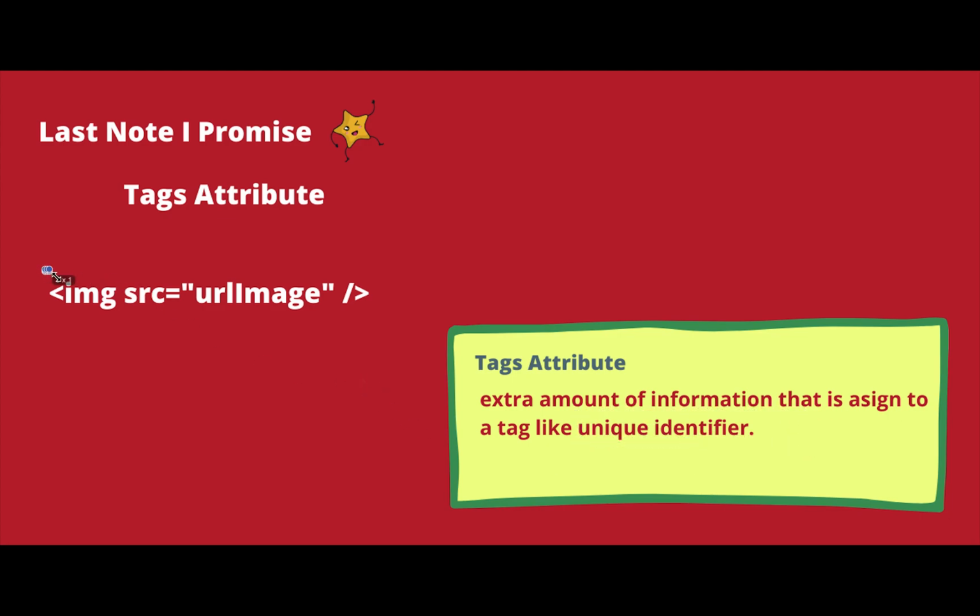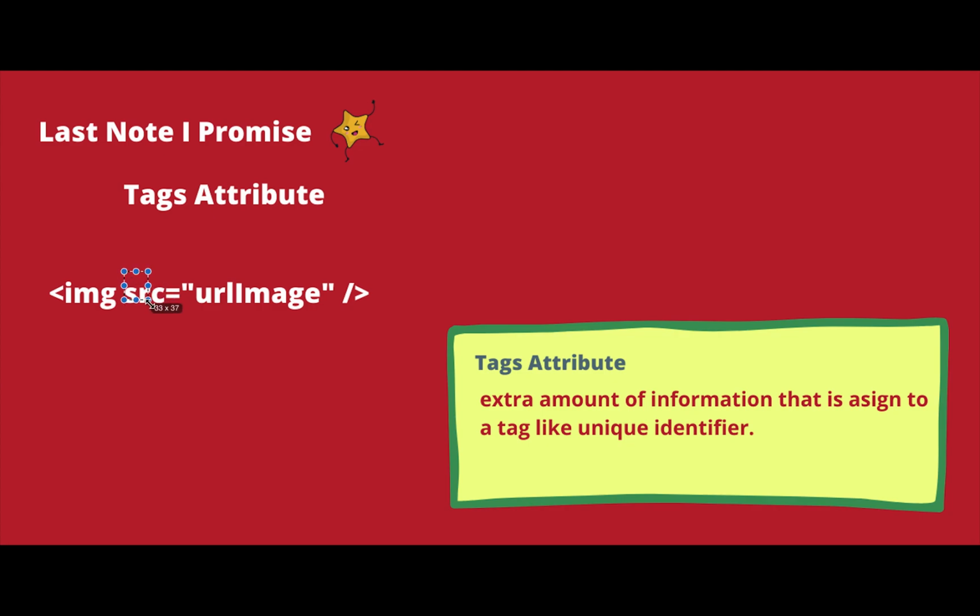Now here, for example, we have the image tag. Let's say I want to specify the image that I want to show. In that case we can use an attribute, because an attribute is the extra information that we can give to a tag. So for example, here I'm trying to add an image to my web page. Using the source attribute, we can tell our image tag which image to show. So make sense? This is relevant to the image tag.